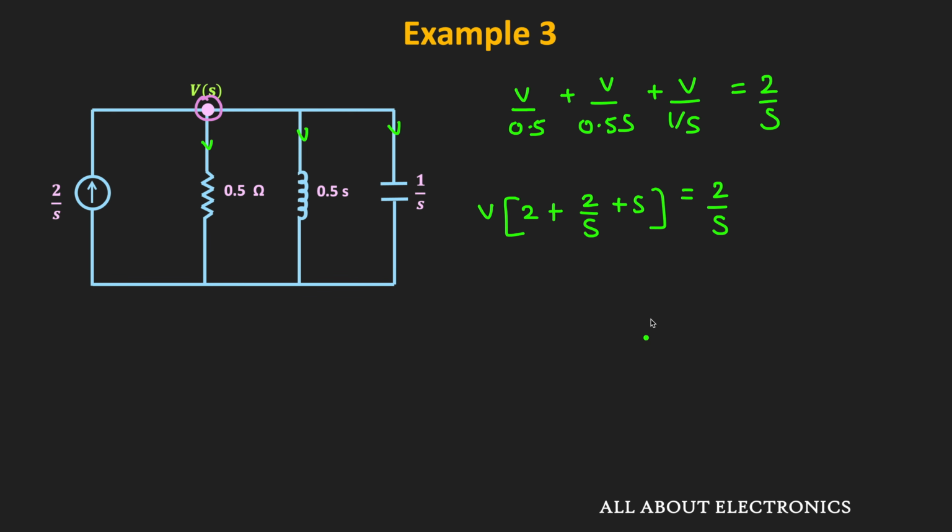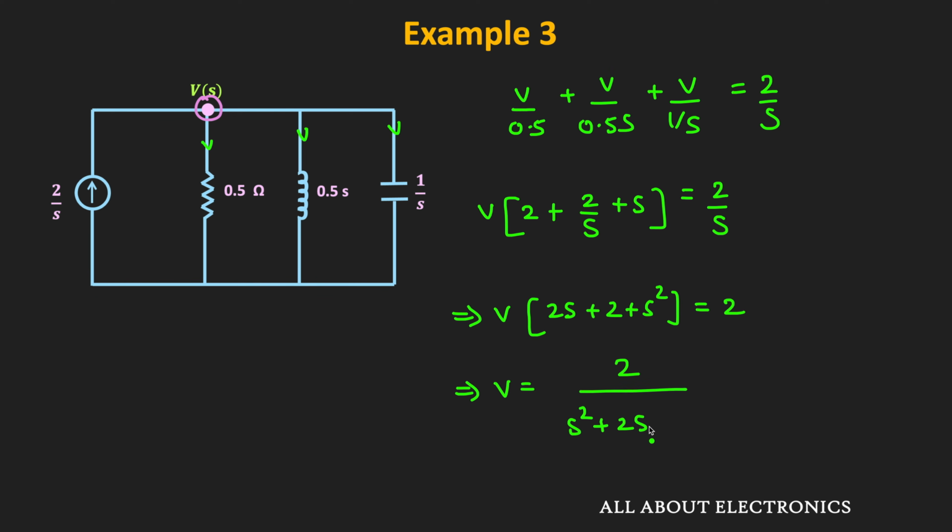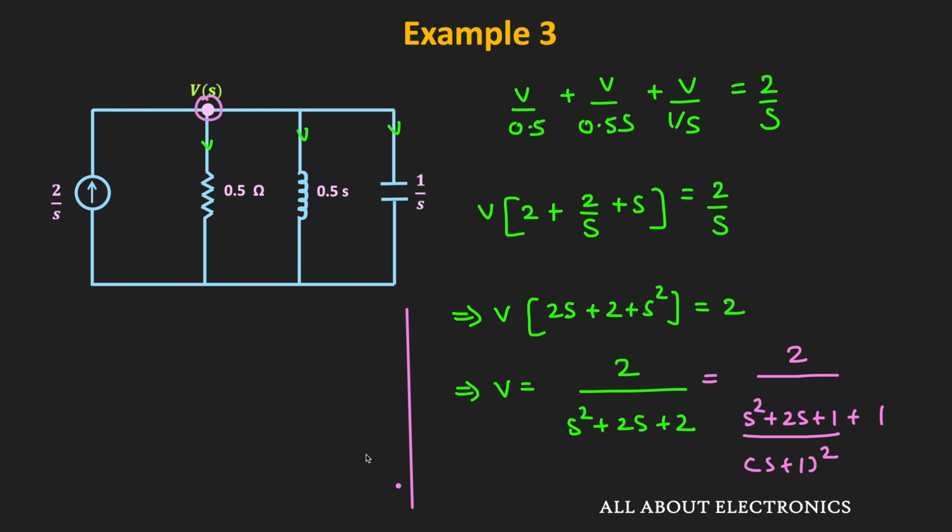Now if we multiply both sides by S, then we can write it as V times 2S plus 2 plus S square, and over here we will have only 2. That means this voltage V is equal to 2 divided by S square plus 2S plus 2. And further we can write it as 2 divided by S square plus 2S plus 1 plus 1. Now we know that this term is equal to S plus 1 whole square. So we can say that this V is equal to 2 divided by S plus 1 whole square plus 1 square.